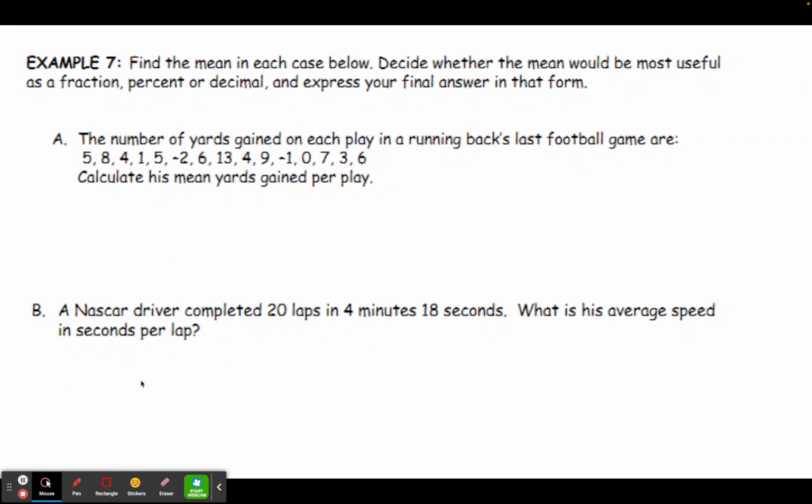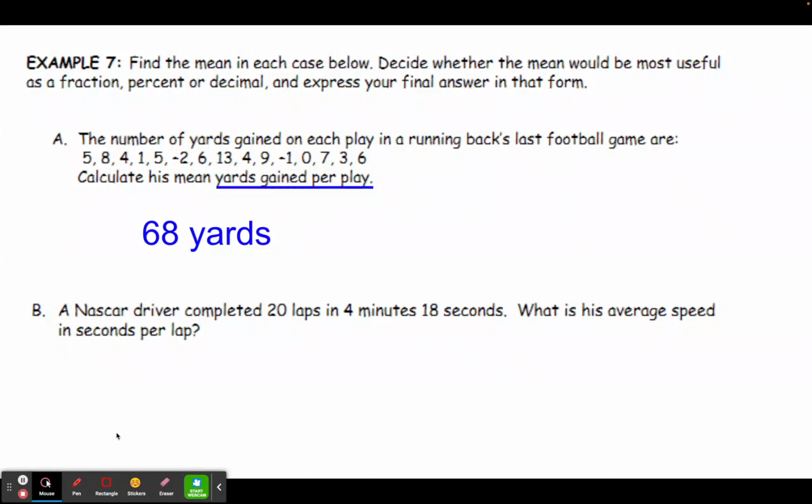Notice that some of those values are negative, and it's not uncommon in sports situations to get negative values. In this case, a negative would represent the running back losing yards on a play. So if we want to calculate the mean yards per play, just like we did in the past, we would add all of those values together and then divide by the number of plays that the running back has gained. And notice it says yards gained per play. That tells us that the number of yards would go in the numerator and the number of plays would go in the denominator.